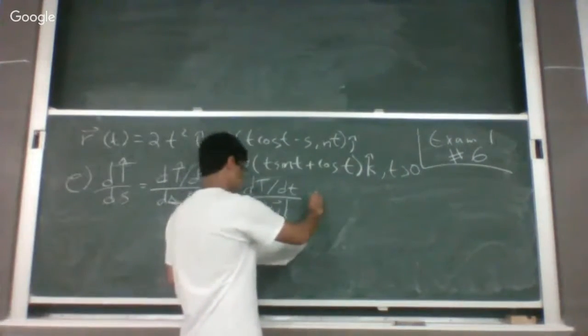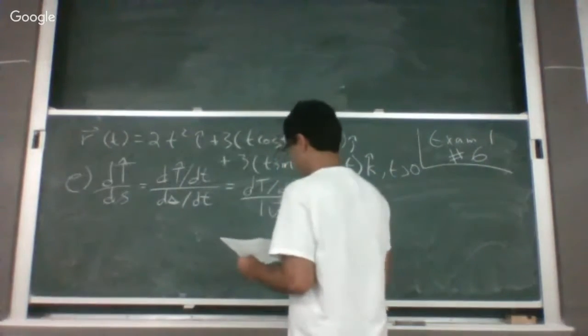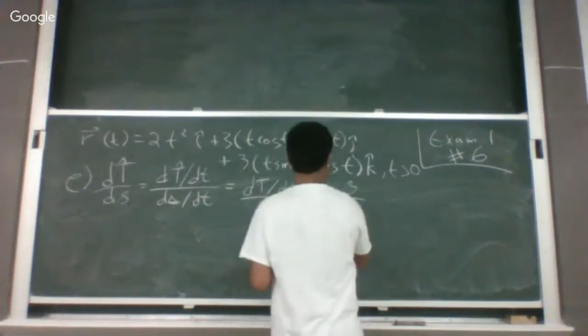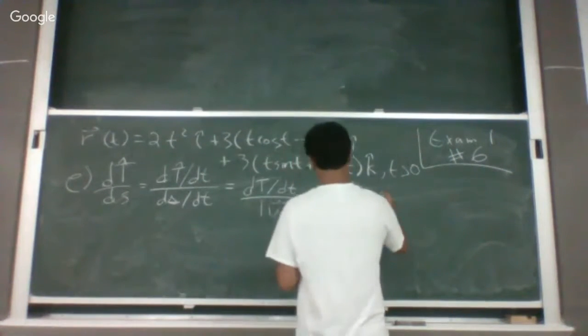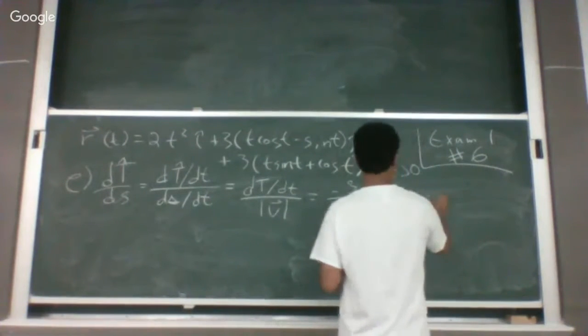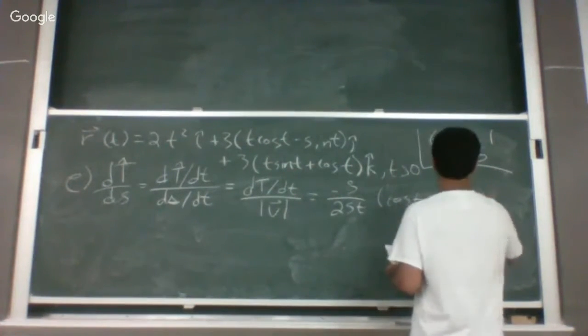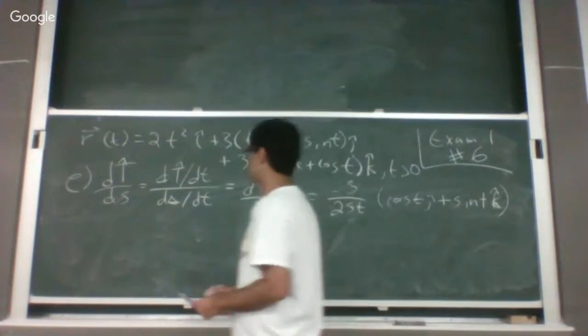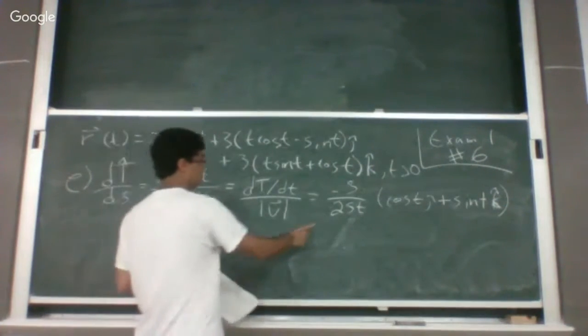So then this is equal to what we found in part D divided by 5t. So it's minus 3 over 25t times cosine of t j plus sine of t k.